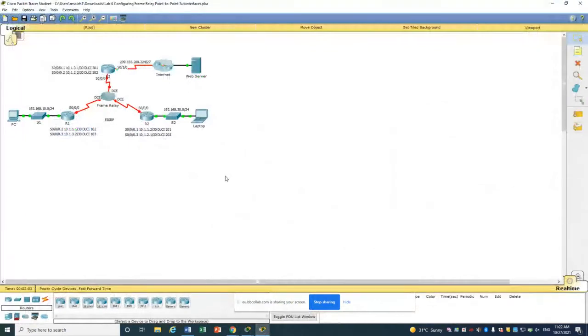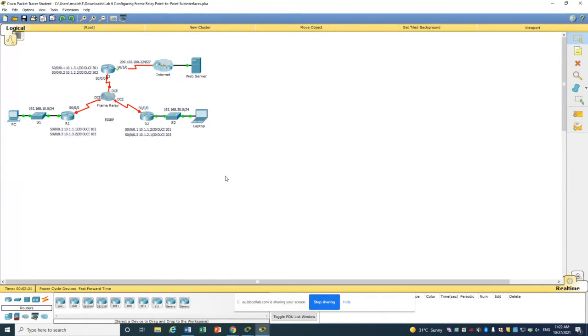Okay, now we are going to do lab number six. So please open lab six. So what do we have here? Here we are going to use sub interfaces. Last time we did the mapping. Now we are going to use sub interfaces.